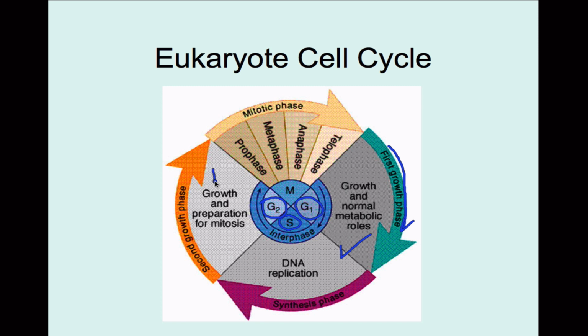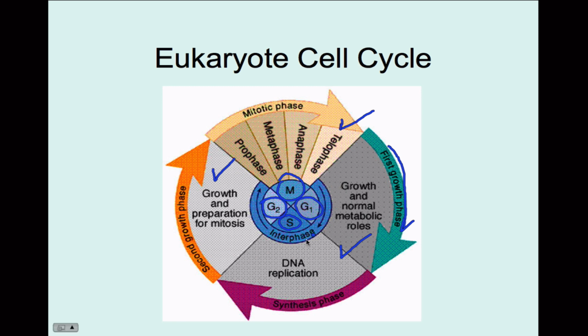And after this phase, there's another checkpoint, and it's going to make sure that the DNA was copied okay, that the cell has grown and is ready for cell division. Then it's going to enter what's called the mitotic phase. That's the M phase here, and that's mitosis. And it has 4 stages: prophase, metaphase, anaphase, and telophase. And that is the actual cell division process. And at the end of this process, there's another checkpoint.